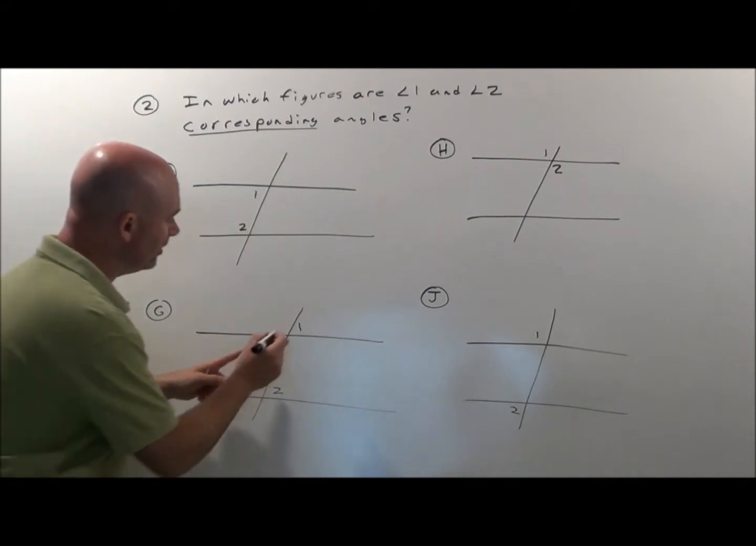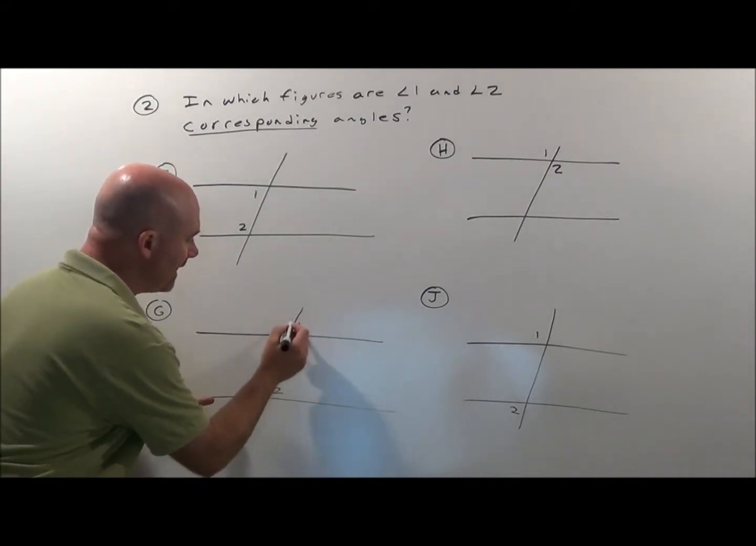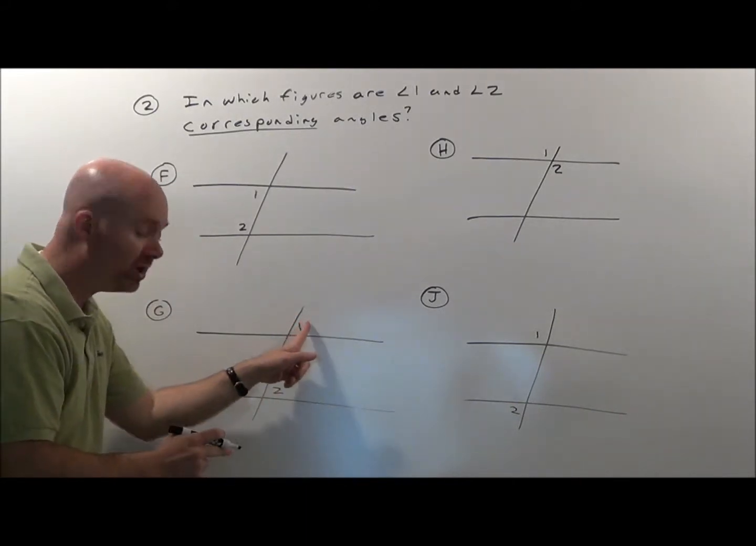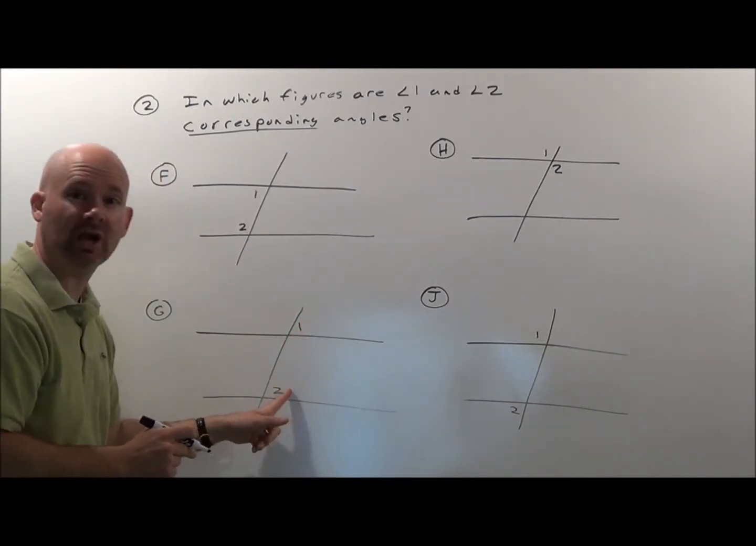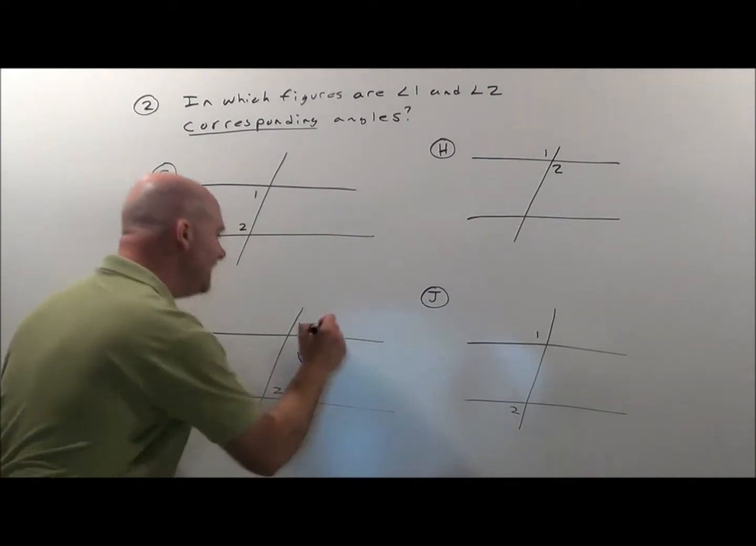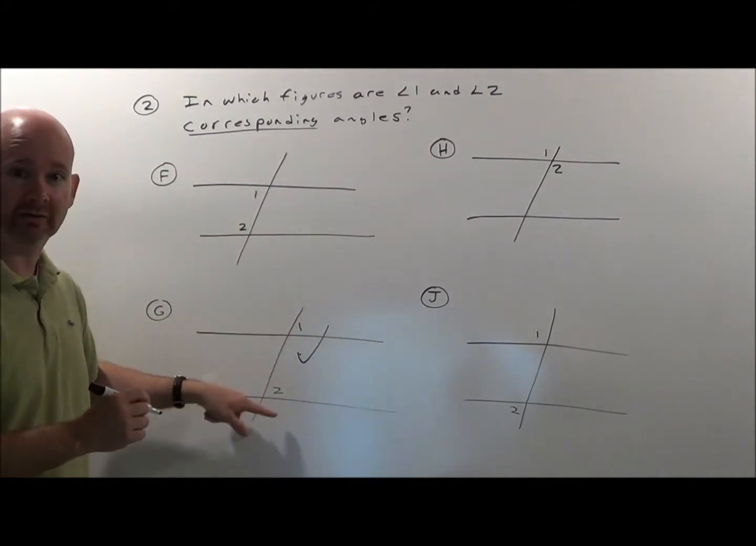If we come here, notice that we sort of picked up all the angles here, move them down here, 1 and 2. 1 would land right with 2. 1's in the top right-hand corner, 2's in the top right-hand corner. That tells me this is my answer. These are corresponding angles right here.